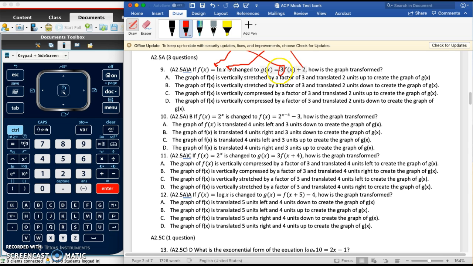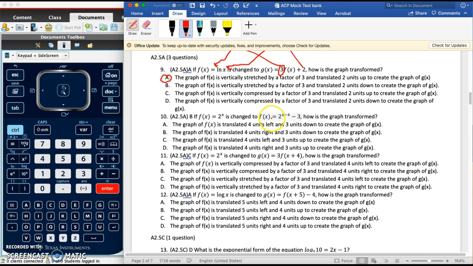Now the 3, if it's a bigger number, it stretches. If it's a smaller number, like a fraction, like a half or a quarter, it compresses, okay? The plus 2 means it moves up or down. So plus 2 means it moves up 2. So the only answer that has that is A. So A is my answer, okay?